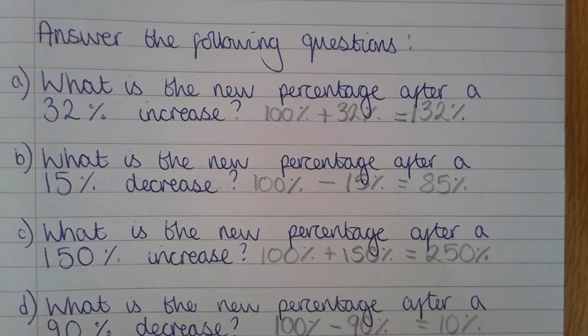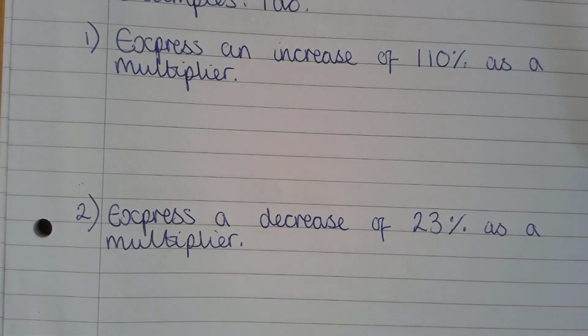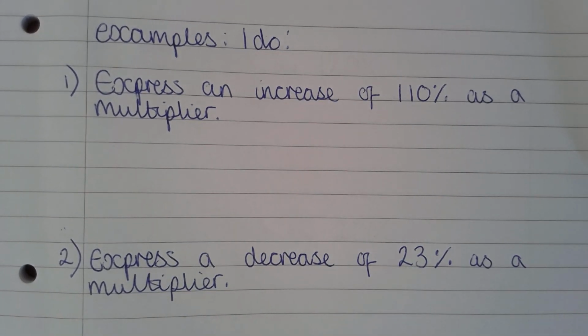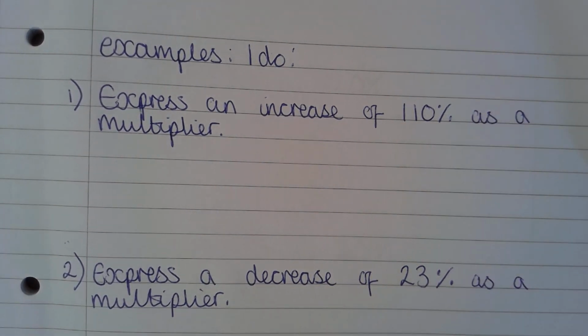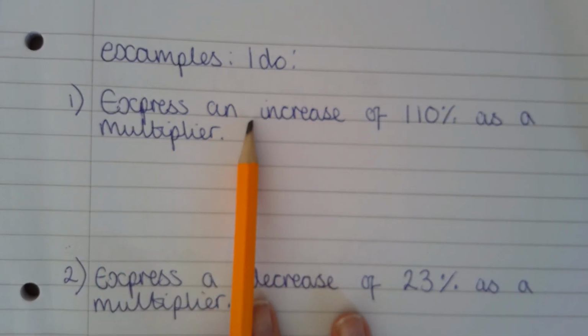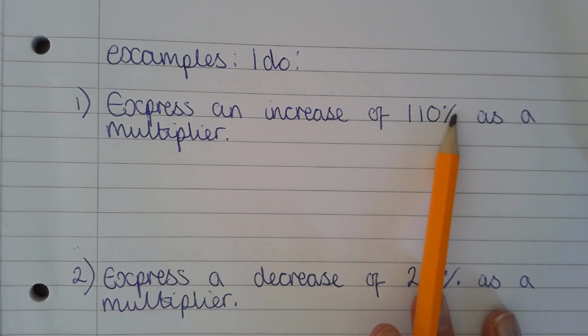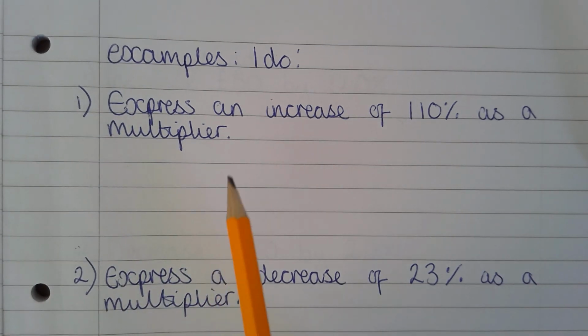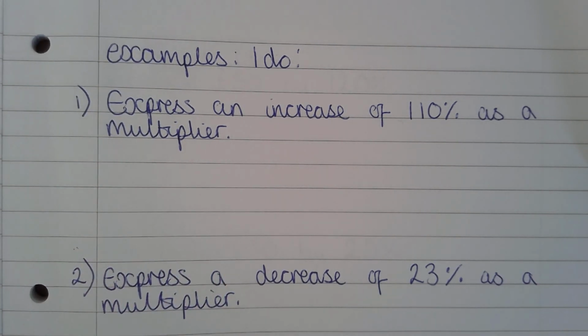We're now going to look at finding the multiplier. So I'm going to do a couple of examples to talk you through what to do. And then you're going to have a go at a couple as well. So express an increase of 110% as a multiplier. Multiplier is what we want to multiply an amount by when we're doing percentage calculations.